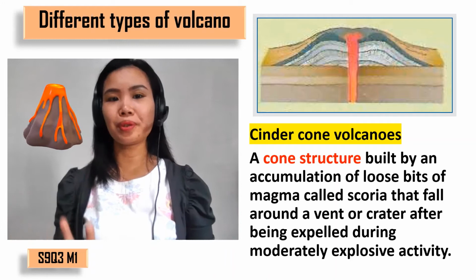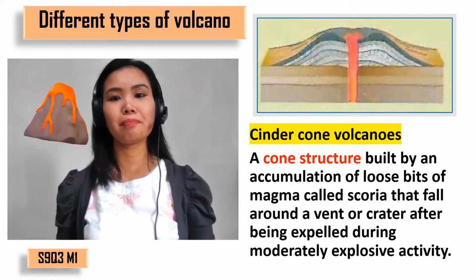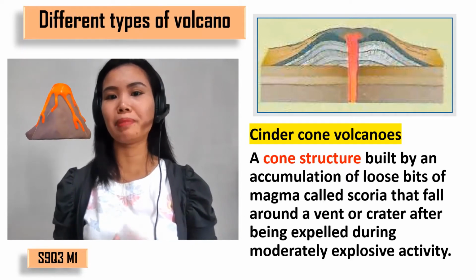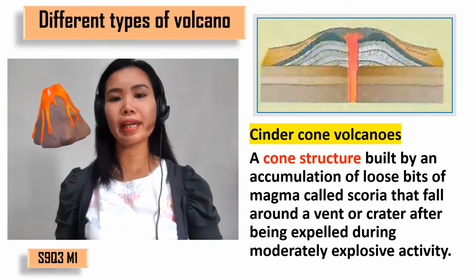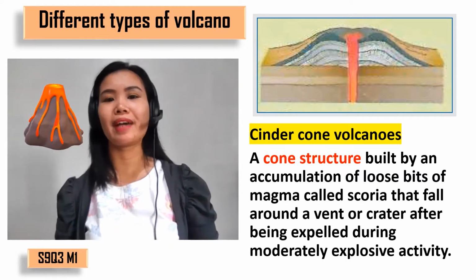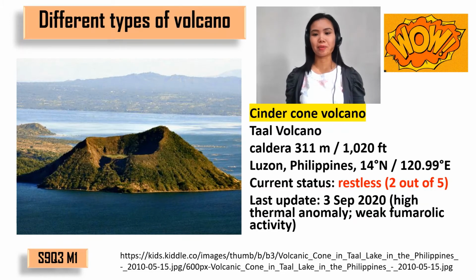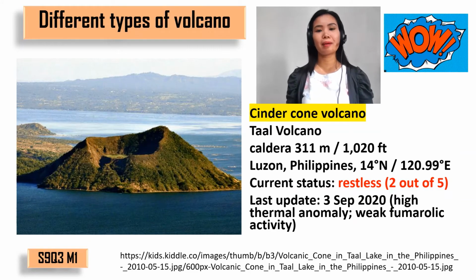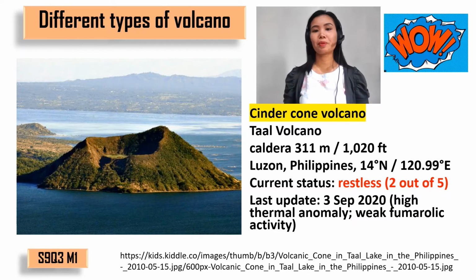And for our third type of volcano, we have cinder cone volcanoes, a cone structure built by an accumulation of loose bits of magma called scoria that fall around a vent or crater after being expelled during moderately explosive activity. We have here another example of a cinder cone volcano here in the Philippines, and that is Taal Volcano. It was recorded last September 3, 2020 with a high thermal anomaly and weak fumarolic activity.